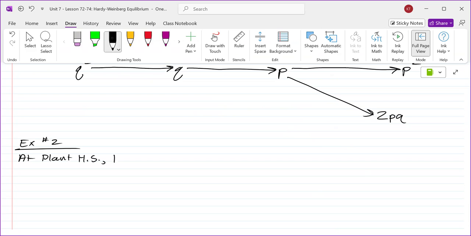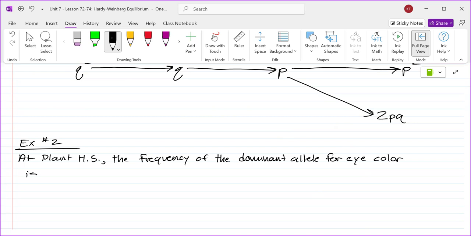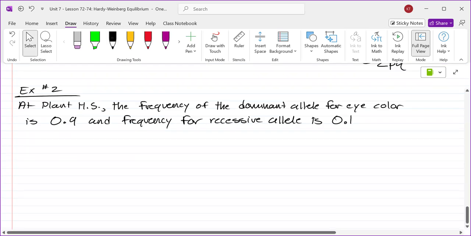At Plant High School, the frequency of the dominant allele for eye color is 0.9, and the frequency for the recessive allele is 0.1. I'll give you a moment to copy that.